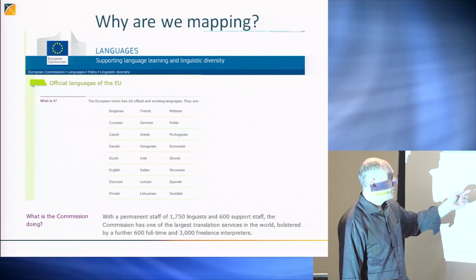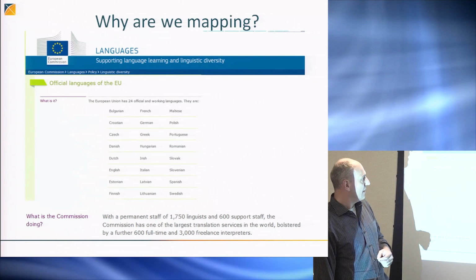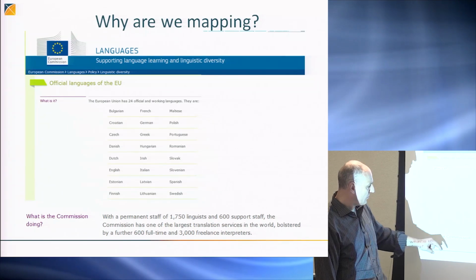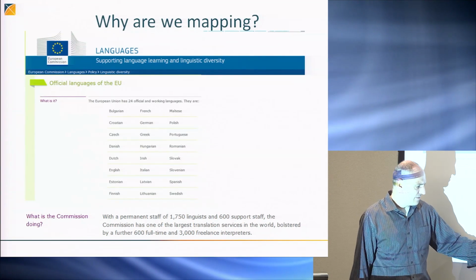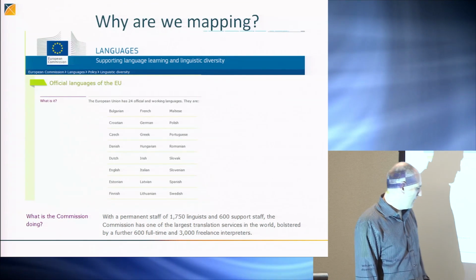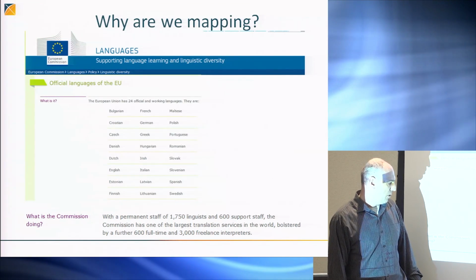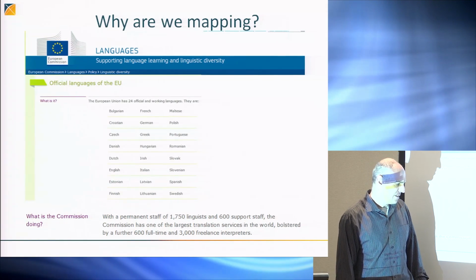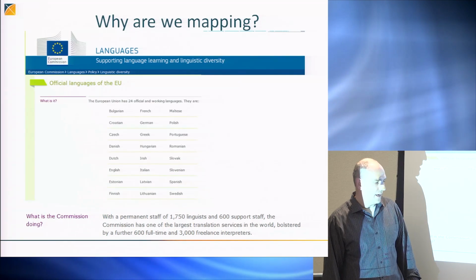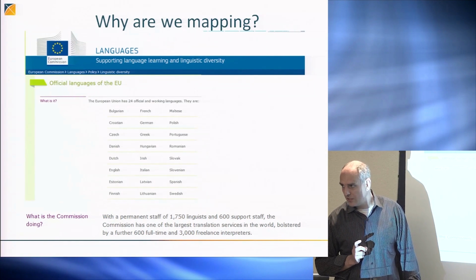So it has 24 official languages. These are the languages. And if you look on the website, they're very proud. They say, with a permanent staff of 1,750 linguists and 600 support staff, the Commission has one of the largest translation services in the world, bolstered by a further 600 full-time and 3,000 freelance interpreters. Wonderful. So what happens when the commissioners are in session?